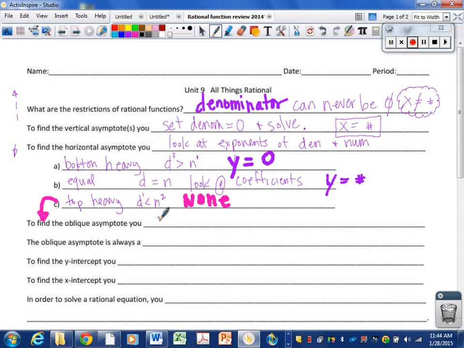So let's see. To find the oblique asymptote, you use long division. You see how many times the bottom function will multiply and add into the top function. Okay, it's always going to be linear, so you're always going to have a y equals mx plus b equation. Sometimes just y equals mx, you won't have a plus b, it'll be 0. Okay, but you always stop after you get your linear function. Y equals mx plus b, linear equation. Oh, the oblique asymptote is always a line. There you go. Okay, such as y equals mx plus b.